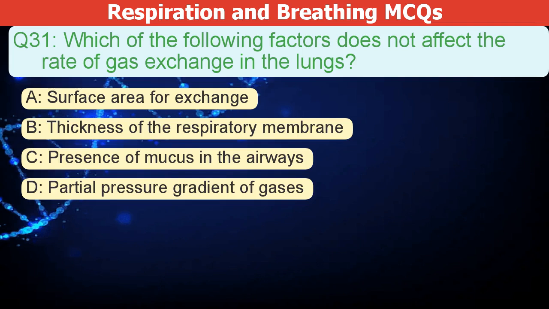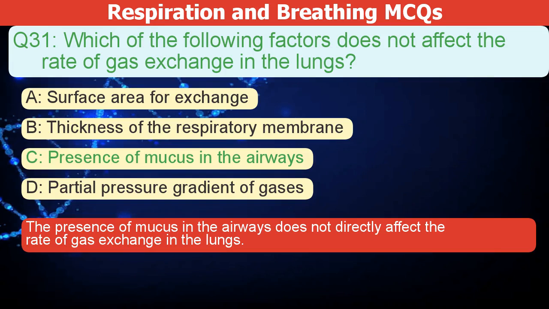Which of the following factors does not affect the rate of gas exchange in the lungs? A. Surface area for exchange. B. Thickness of the respiratory membrane. C. Presence of mucus in the airways. D. Partial pressure gradient of gases.